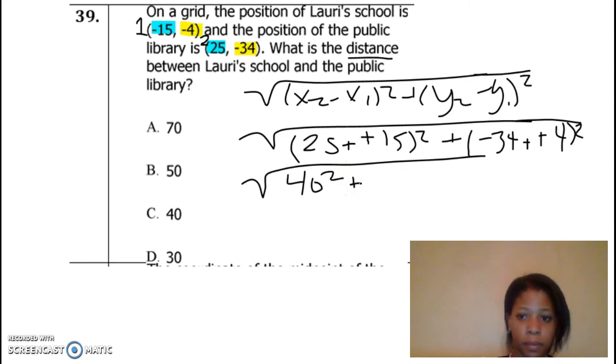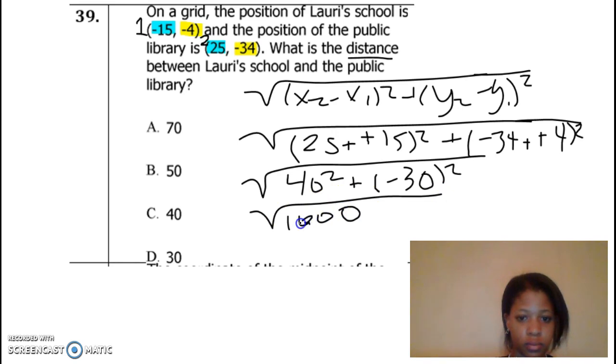I'm still going to have to square it, but now I'm going to simplify the other side. So negative 34 plus 4 is now going to be, I'm going to keep this one in parentheses, negative 30 squared. Alright, so now what's 40 squared? 40 times 40 is 1,600. Okay, and then what's negative 30 squared? So a negative times a negative is going to be a positive, so I know I'm going to be adding. And then 30 times 30 is 900.